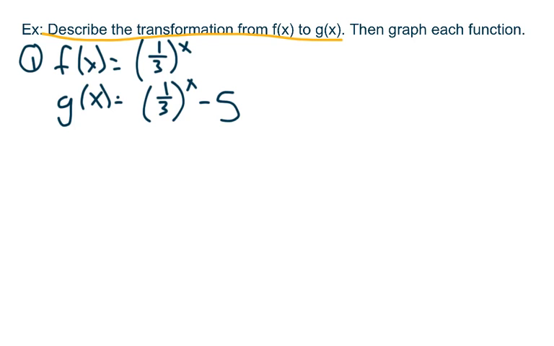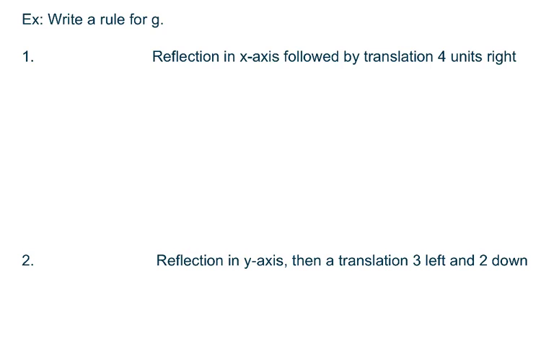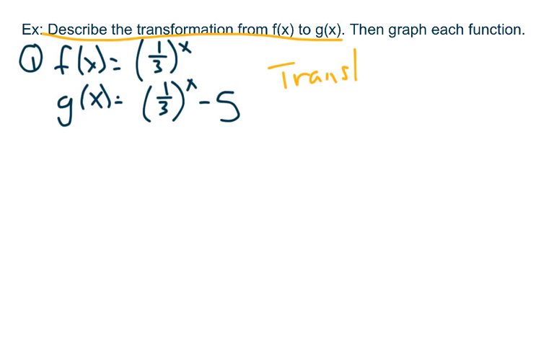It's on the end of the function and we're subtracting. Anytime we're adding or subtracting, that's a translation. Translation 5 units. And remember, with vertical translations, since it's on the end of the function, it's the normal direction. So anytime we see minus, that means down. 5 units down.